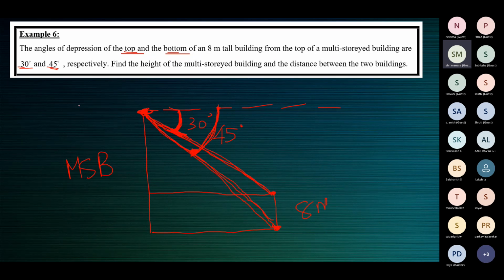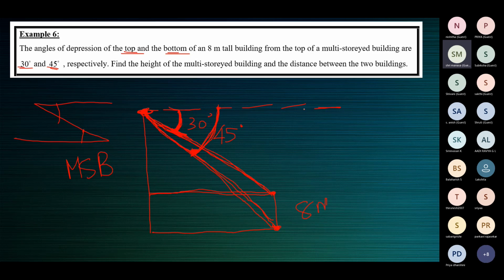Now see here, this horizontal and this one will be parallel to each other. I don't have to say why, it is very clear that they are parallel to each other. So now parallel line, transversal, parallel line. Alternate angles are equal.